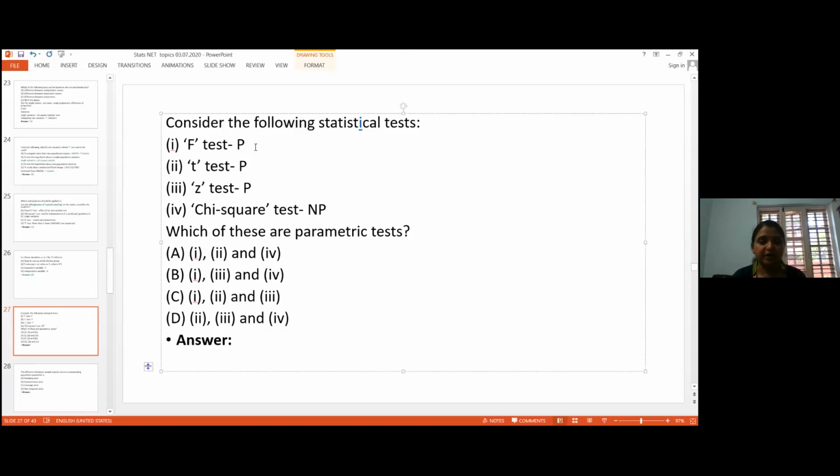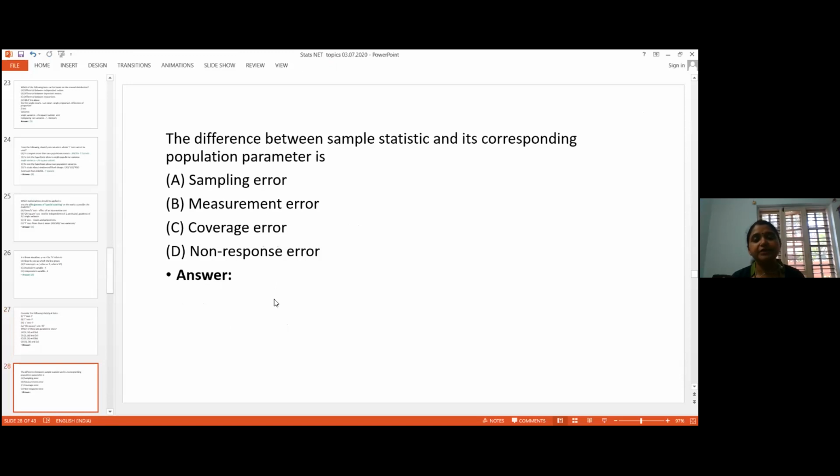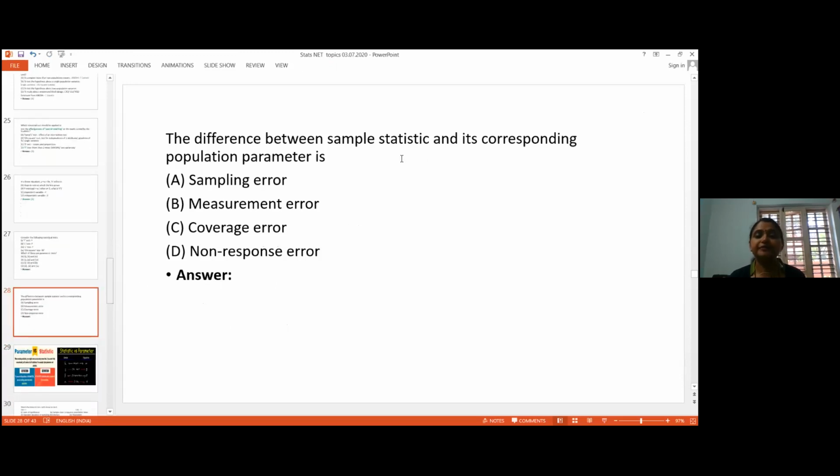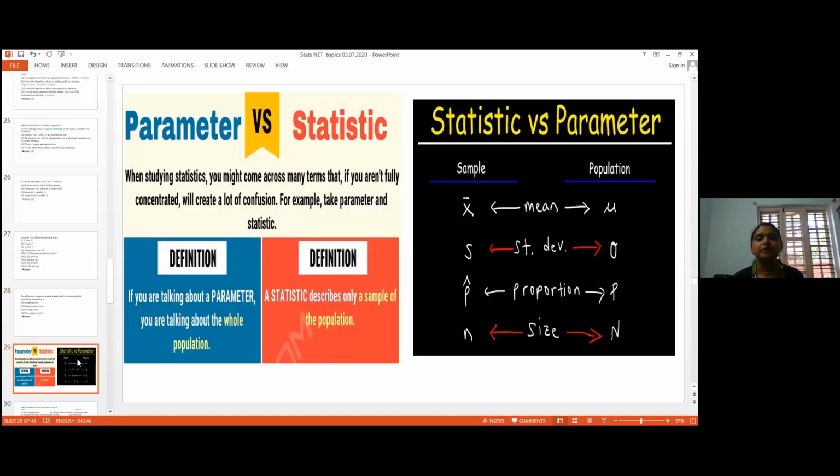Why do we call it parametric and non-parametric? There is a slide that is coming up, so I'll explain it. Maybe at that time I can come back to question number 20, slide 27 once again. Okay, let me proceed. The difference between sample statistic and its corresponding population parameter is: sampling error, measurement error, coverage error, non-response error. Before we discuss this, I think it is good to know what is sample statistic, what is parameter. Even the previous slide I would like to explain with this.